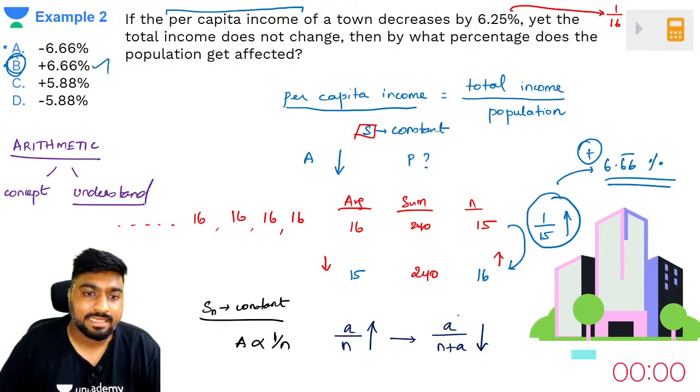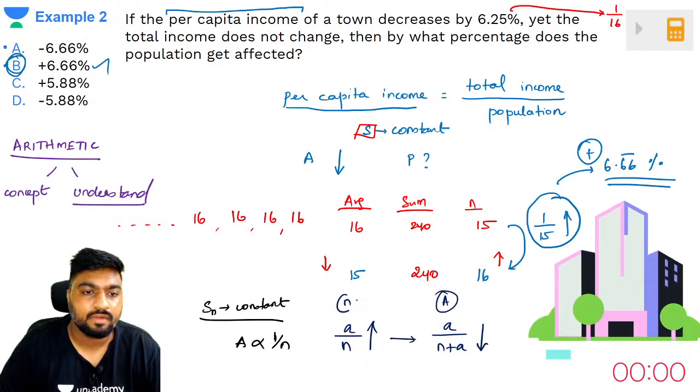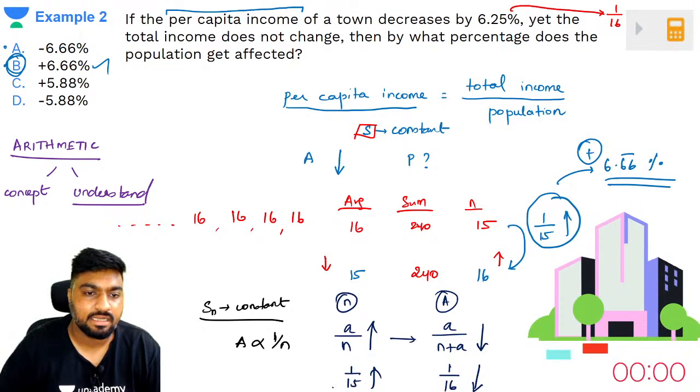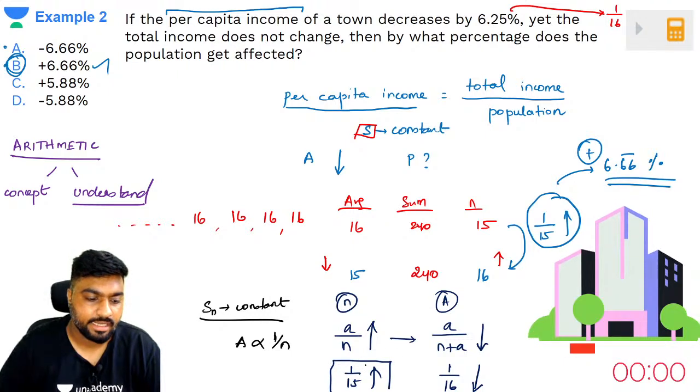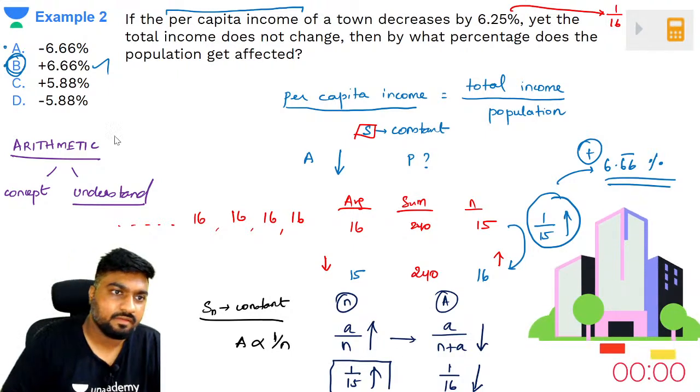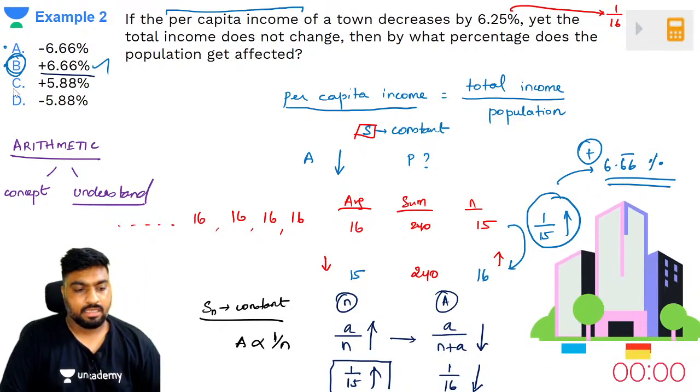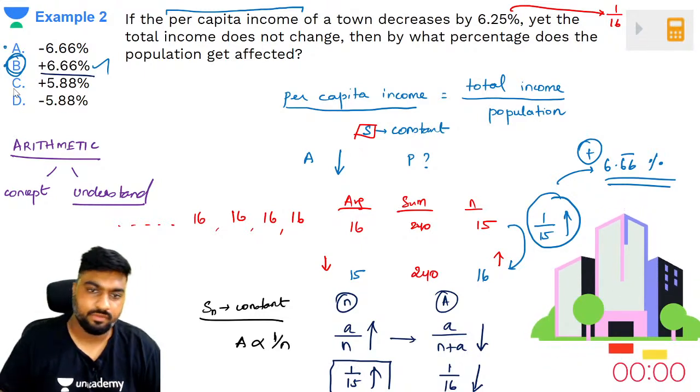Yes. So what are they saying? The average, this is the average, and this becomes the number of terms. If the average decreases by 1 by 16, then there should be a 1 by 15 increase in the number of people. Clear? Yes, 1 by 15 increase is what? 6.66%. Done, everyone? Beautiful.